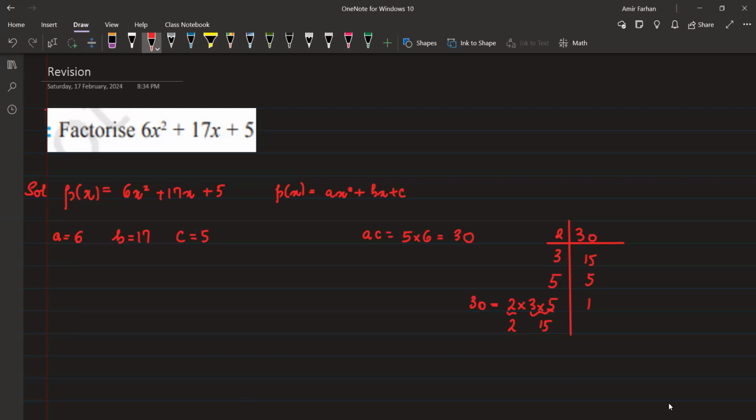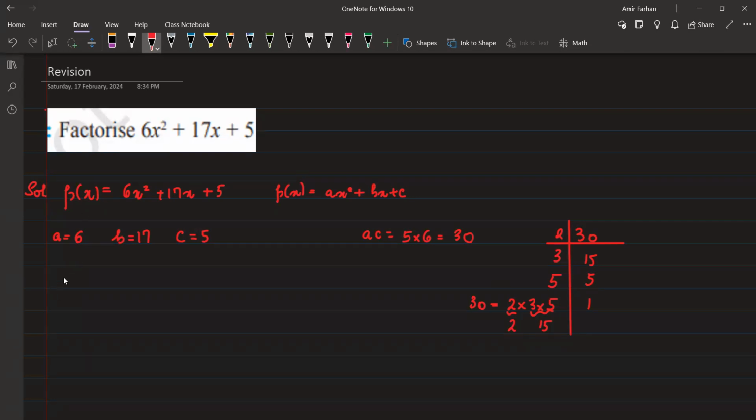Yes, sir. So this is the method. This is the simplest method you can take. Just multiply the coefficient of A and C. Whatever you get, split it and take the factors. These factors will give you the middle term, either by adding up or subtracting them.